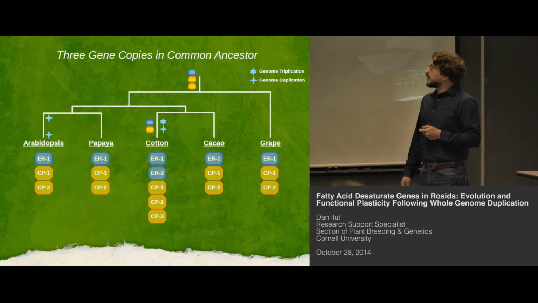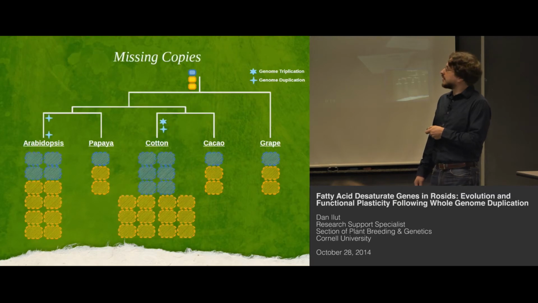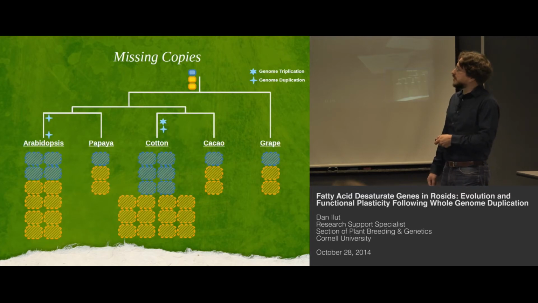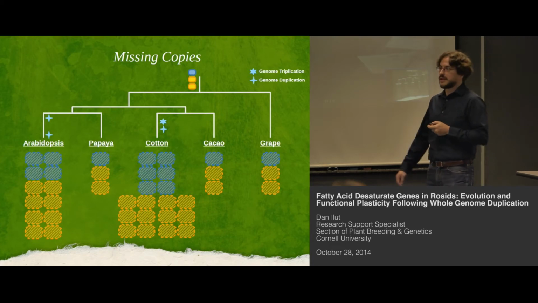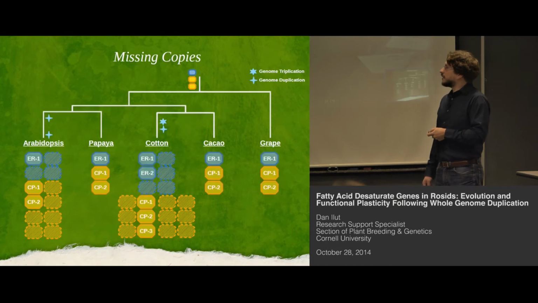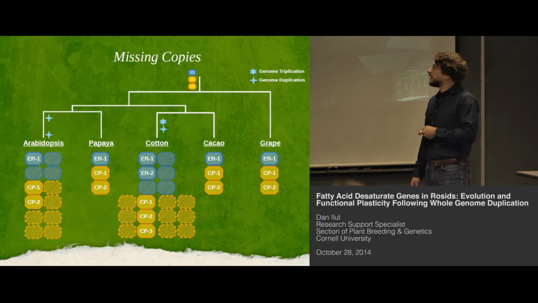But we still have a lot of missing copies. If we have this hypothesis as the ancestral state, then given what we know about genome duplication, there should be 4 copies of each in Arabidopsis and 6 copies of each in cotton, because it triplicated and duplicated versus 2 duplications. And instead, what we find are 3 copies in Arabidopsis and 5 copies in cotton. So what happened to the rest of them?